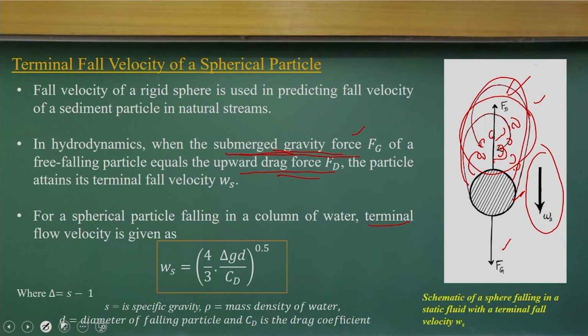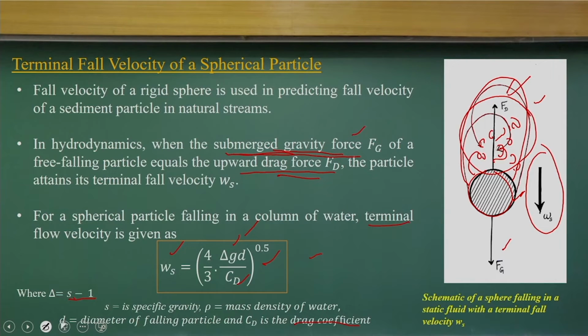Just equating these two forces and rearranging the terms, you will get these equations. It is very simple. Just look at these equations, which give the terminal flow velocity as a function of delta. Delta is S minus 1, that means specific gravity minus 1, then g, D is the diameter of this spherical object, and CD is the drag coefficient. So if I know the drag coefficient and the D value, we can find out the falling velocity, the terminal velocity of the sediment particles.